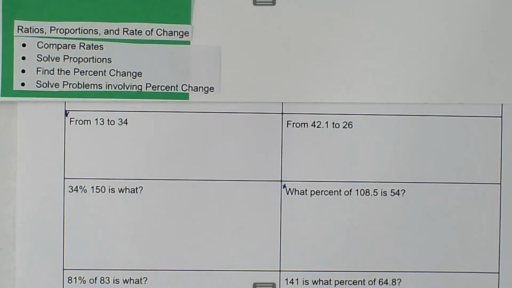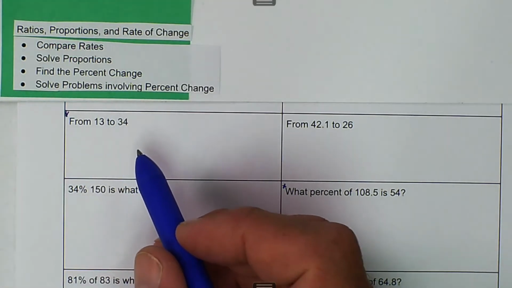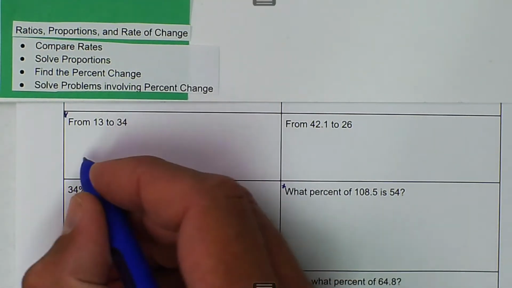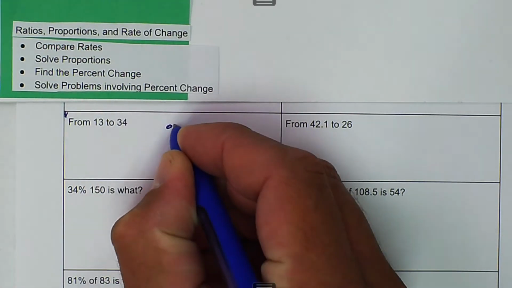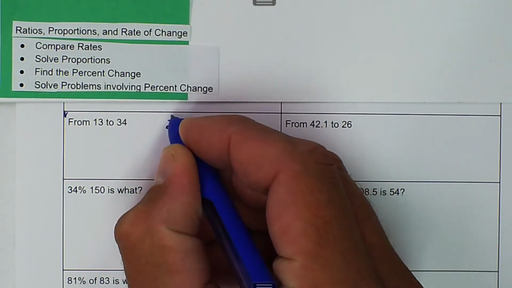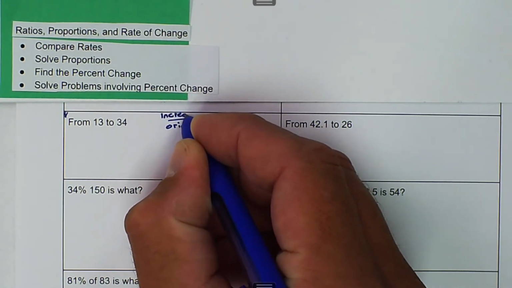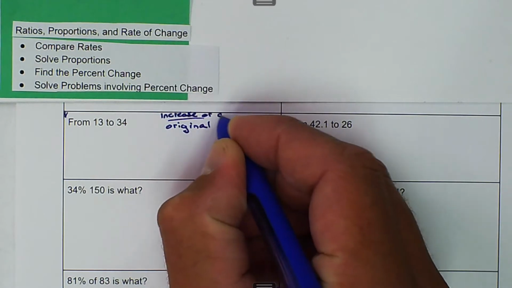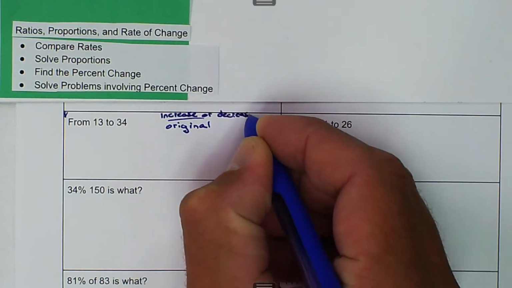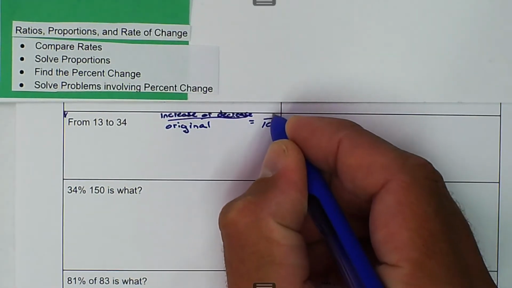We're talking about ratios, proportions, and rate of change, and we want to find percent change and solve problems involving percent change. So just like before, we want to use the same equation where we have the original over the increase or decrease, and that is going to be equal to 100 over the percent.